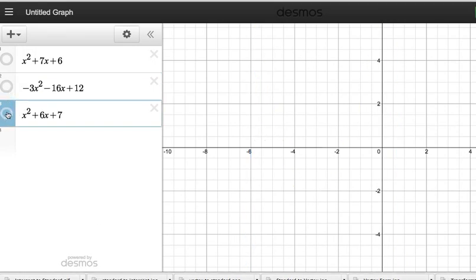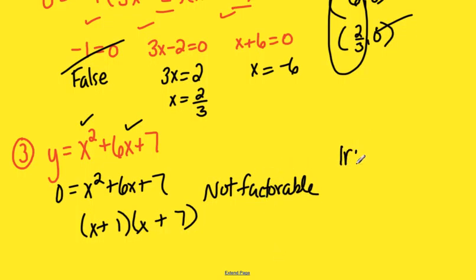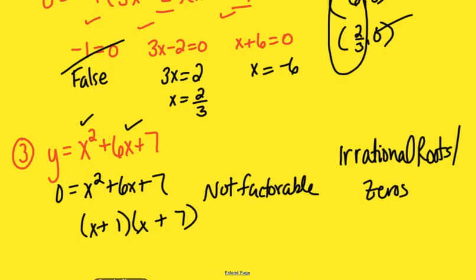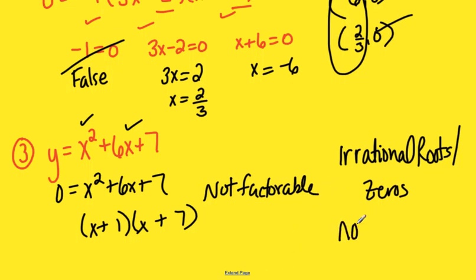If I look at the graph of that one, you can see that this one does indeed touch the x-axis twice, but it's not factorable. So how do we find those? And that's where the quadratic formula comes in. That's the next video. So if something's not factorable, it means one of two things. They're either irrational roots, or x-intercepts, or zeros, which is what you just saw. Those are irrational because they're not whole numbers. They can't be written as fractions. Or they're non-real. And we'll look at that in the next video.